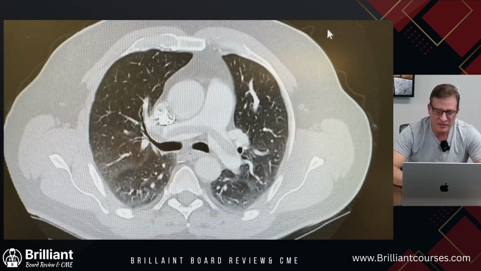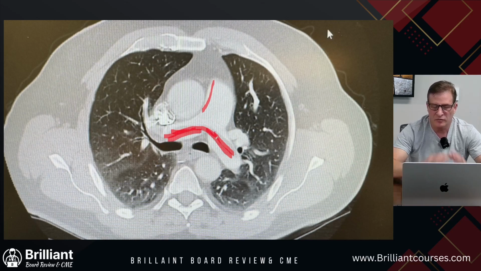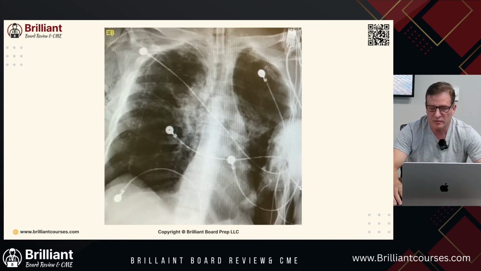Now take a look at this and see if you can see this. This is on a PE protocol. We have a saddle PE. See this right here? This is where the contrast is flowing through, and right here we have a PE. This is a saddle PE, because the contrast is excluded from there.